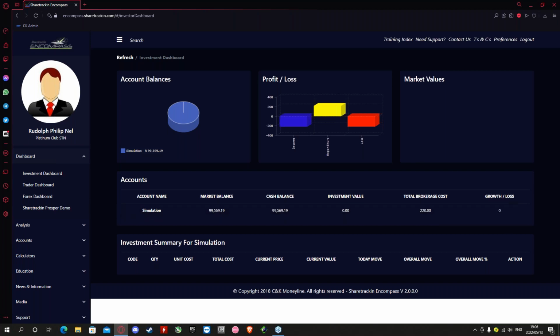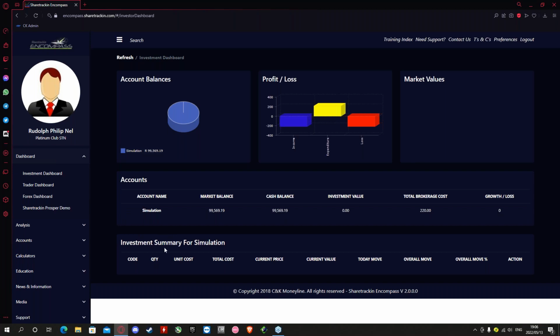Then here by the growth and loss, it will show you your growth that you've made or lost. So if you made any money, it will show it in green. If you've lost any money, it will show in red. And the moment you buy your first share, it would go into red because obviously you're paying brokerage fees. So the moment you buy your first share, that would go red, around about 293 Rand. You would be in the negative because of your first brokerage.